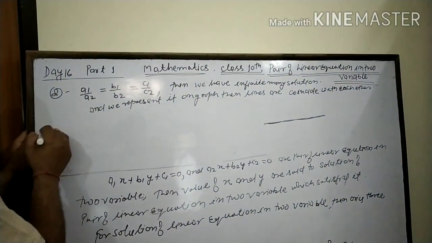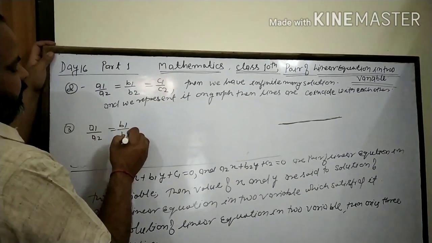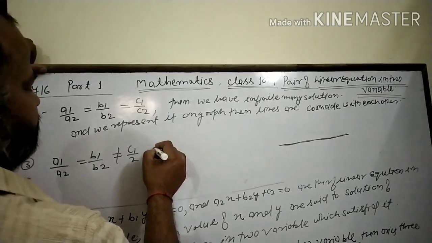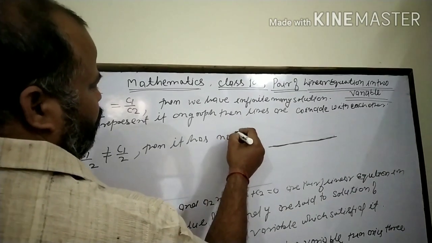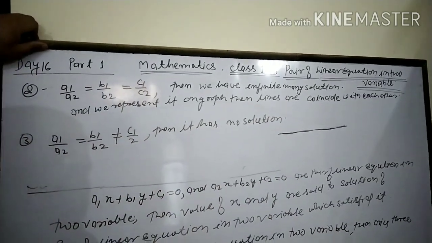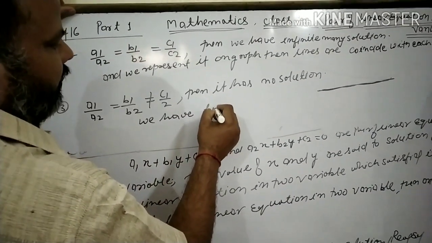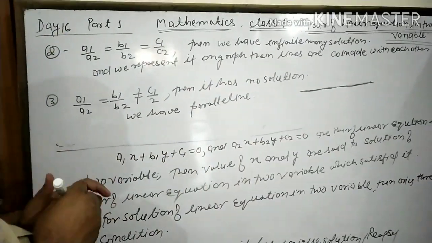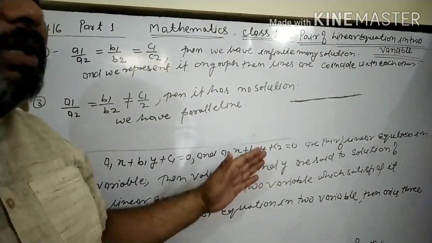And the third one is, if a1 upon a2 is equal to b1 upon b2 is not equal to c1 upon c2, then it has no solution. And in this case, we have parallel lines. Parallel lines means the lines do not intersect at any point if we produce the lines.